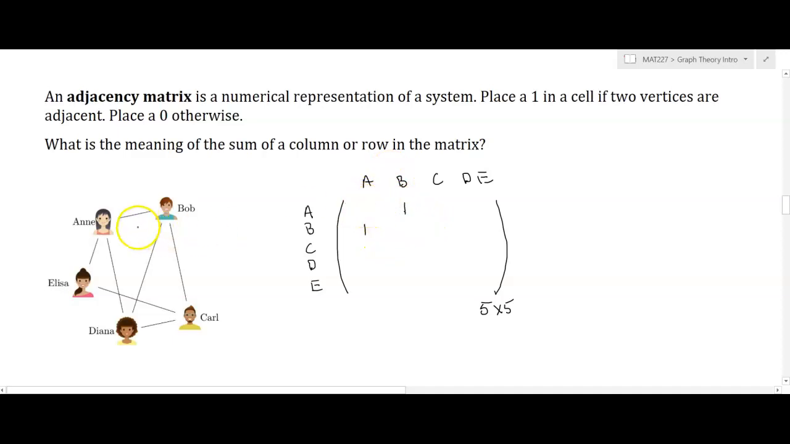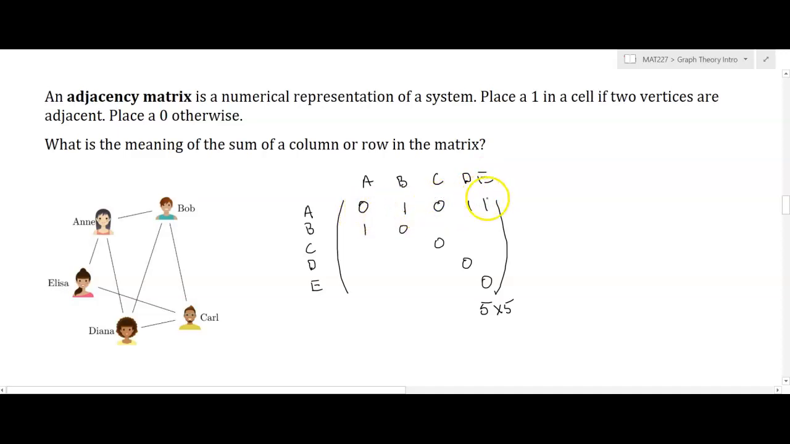So A to A, well, Anne isn't her own friend, so we list that as a 0. There's no edge connecting Anne back to Anne. And same thing with B to B, with C to C, with D to D, and E to E. So nobody connects to themselves. And then Anne also connects to Diana and Elisa. So Diana and Elisa is a 1, but does not connect to Carl.